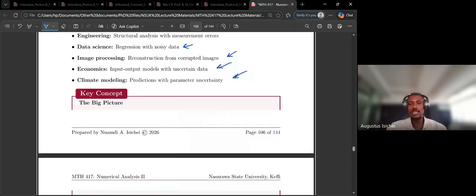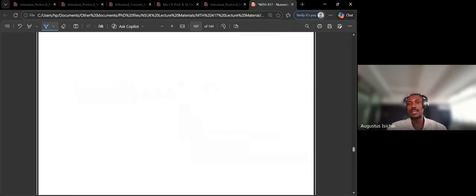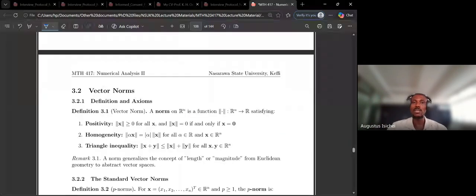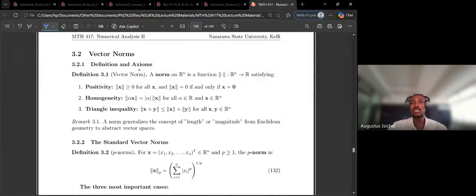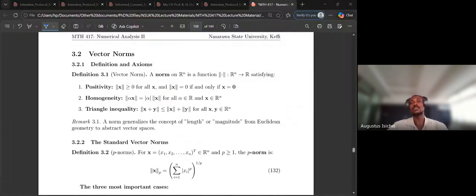So with this little motivation that we have given, let's dive deeper into this lecture by looking at the first concept that we'll be considering today, the vector norm. This is the first concept we'll be introducing, because we said the condition number.